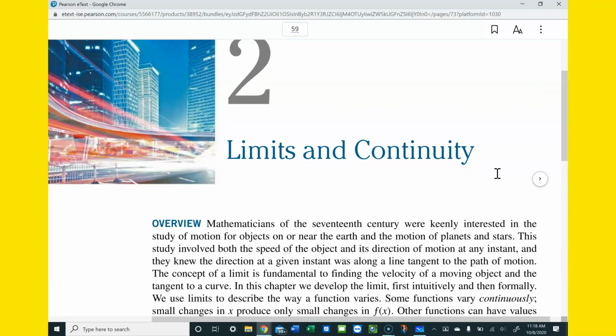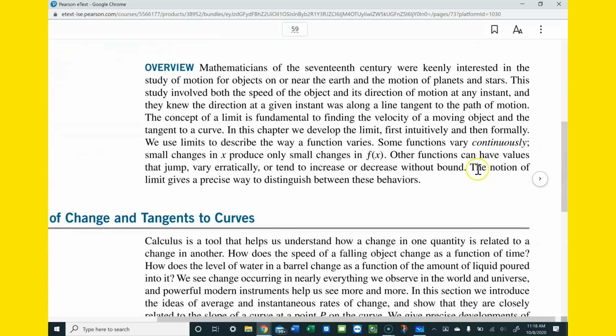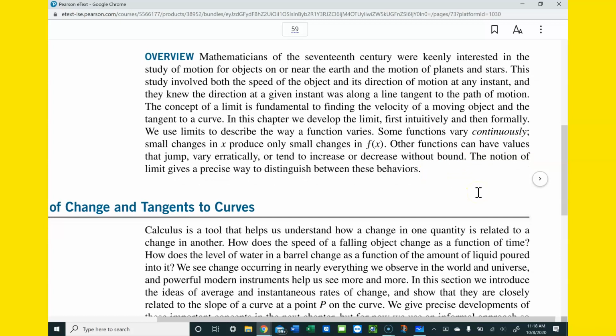All right, so let's move on now to section 2.1 in the textbook. Somebody put a lot of thought into this textbook, so I'm going to give it its due. We're going to read how the textbook communicates these concepts. So an overview of this. Mathematicians of the 17th century were keenly interested in the study of motion for objects on or near the Earth and the motion of planets and stars.